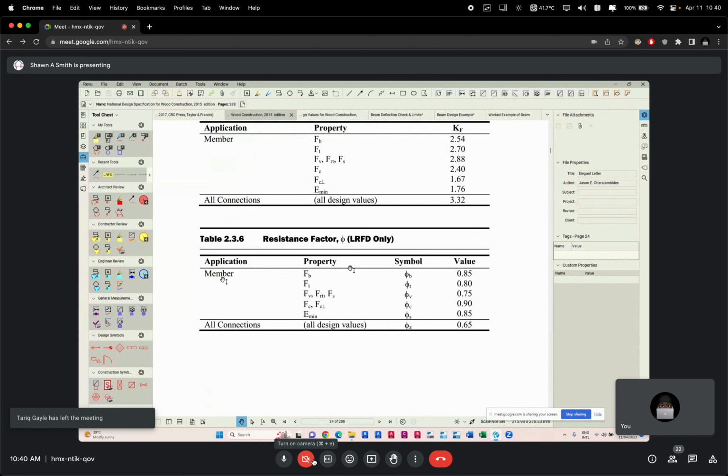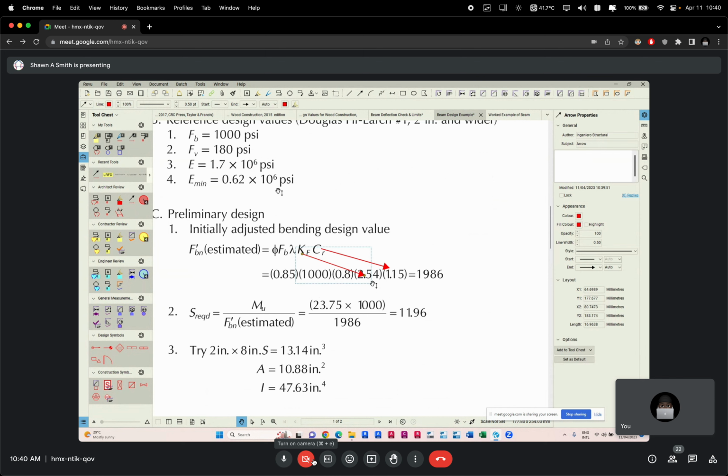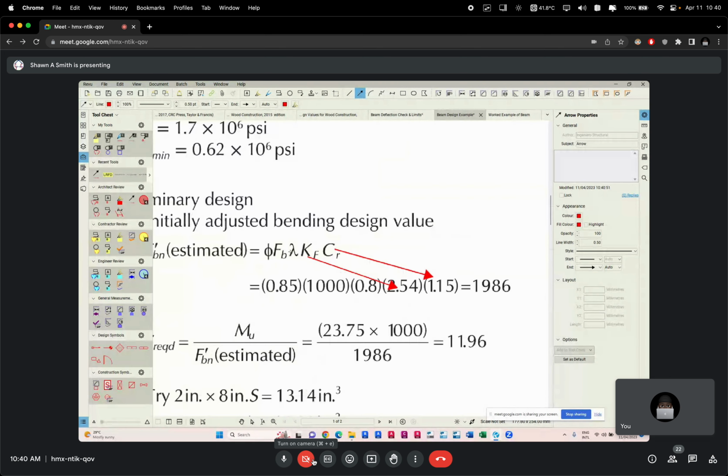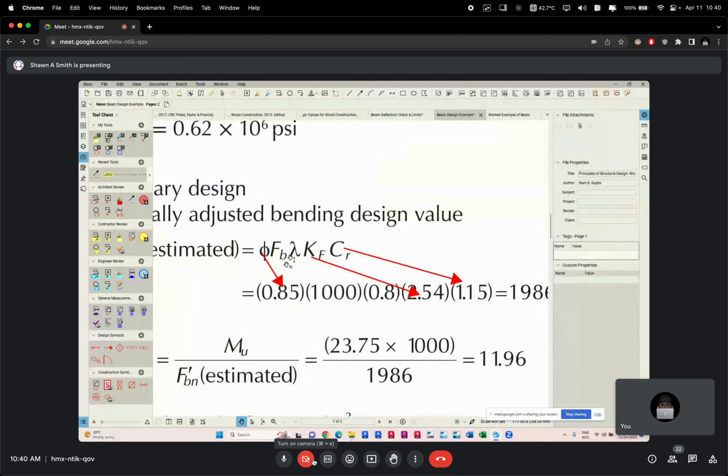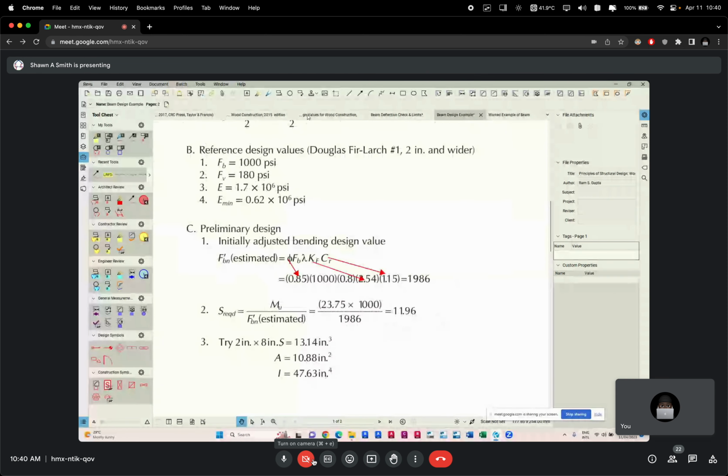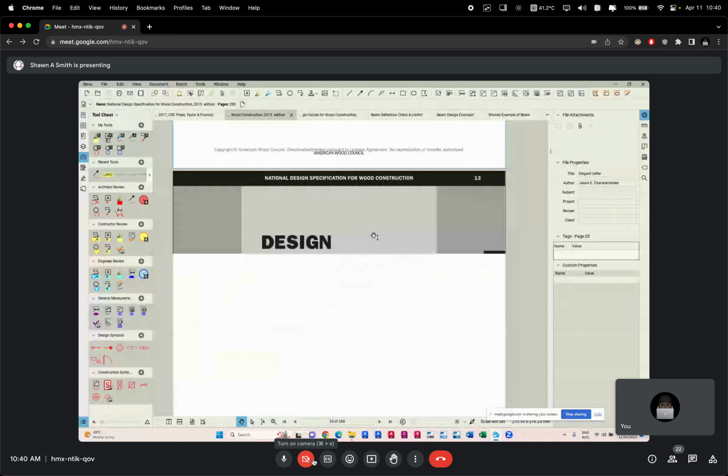Phi. Again, this table deals with members and connections. We are not doing connections. We are on members, and we have to look for it depending on the stress you want to apply to. We want to apply to the bending stress FB. So phi is 0.85. If it was for shear stress, FV, it would be 0.75. So we're going for bending, it's 0.85. So we know where this 0.85 comes from. It's for this. So the only thing we're missing now is lambda, which comes on a different table.